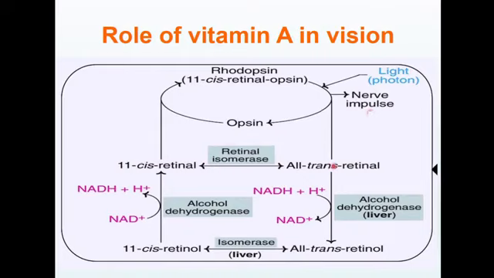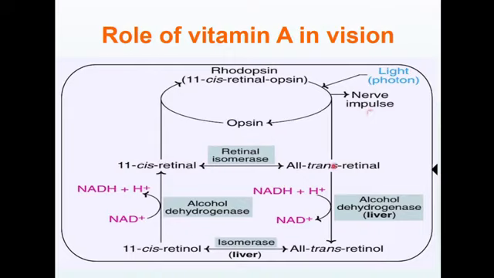As a result of activation of this G protein, the alpha subunit of G protein activates a membrane-bound enzyme, which leads to the formation of cyclic GMP, a cyclic messenger, which activates this calcium channel, and in such a way it leads to the formation of the nerve impulse. So we can describe this mechanism of this vitamin in the vision cycle as a second messenger mechanism.